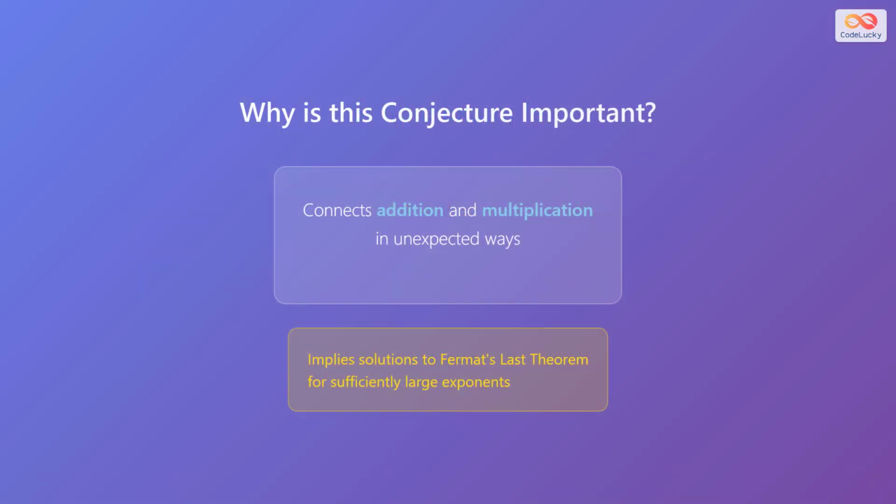The ABC conjecture is important because it connects addition and multiplication in unexpected ways. These two fundamental operations are the building blocks of arithmetic, and the conjecture suggests a deep relationship between them. Furthermore, the ABC conjecture, if proven, implies solutions to many other famous problems in number theory, including Fermat's Last Theorem for sufficiently large exponents.